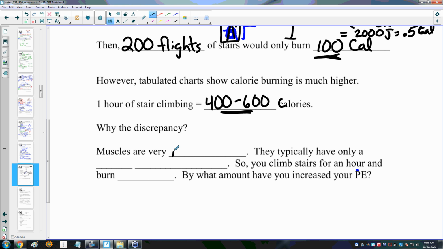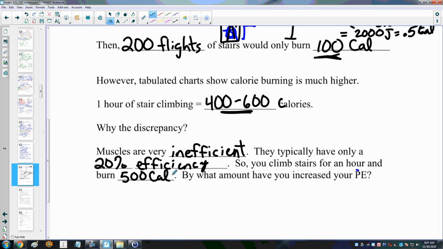Well, it turns out that muscles are very inefficient. They typically have only about a 20% efficiency. That is, of the amount of energy that I put in, I only get about 20% back. So I only have about a 20% efficiency. So you climb the stairs for an hour and you burn 500 calories.